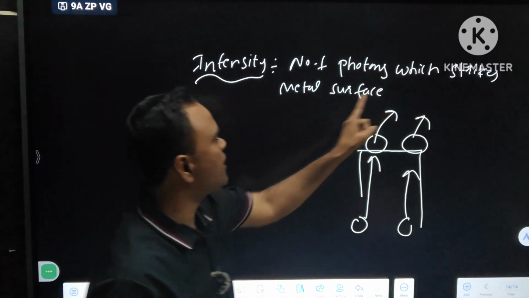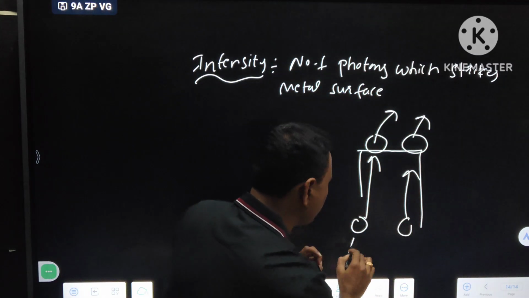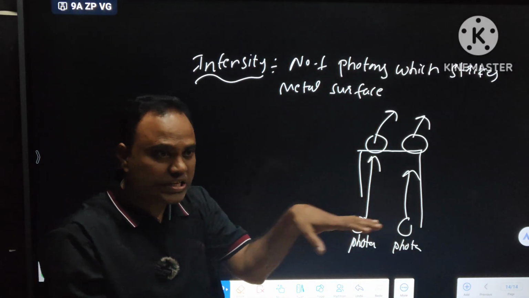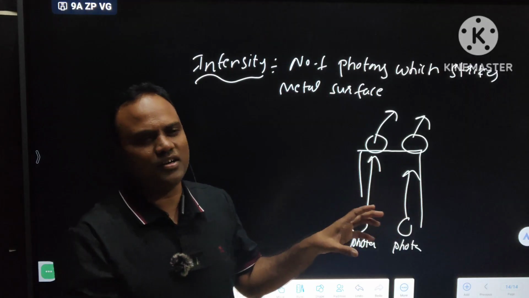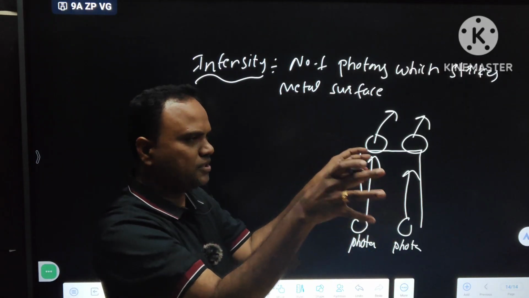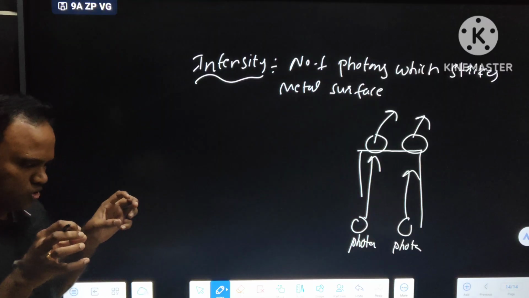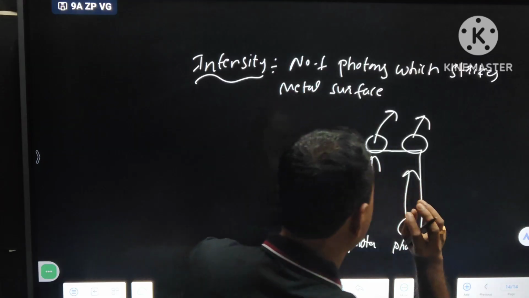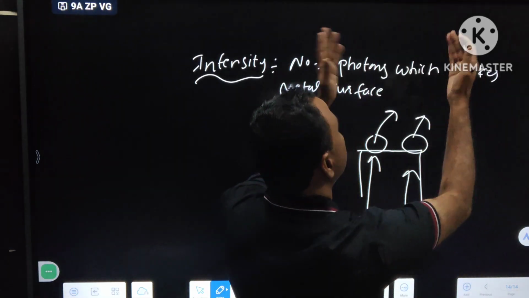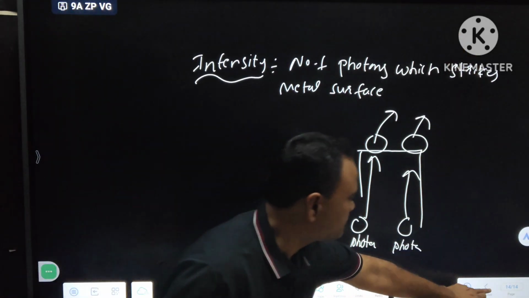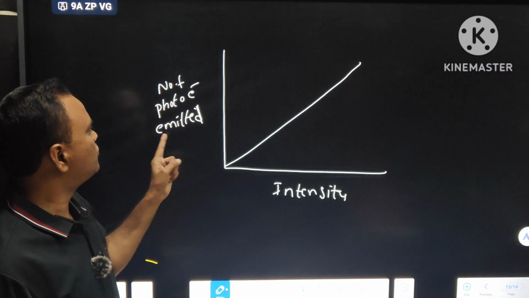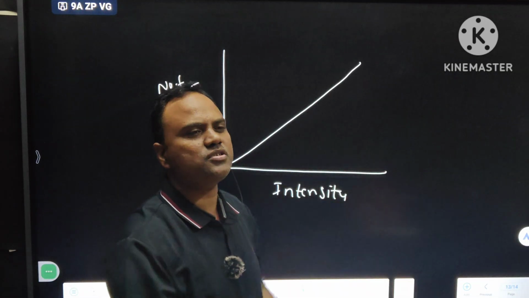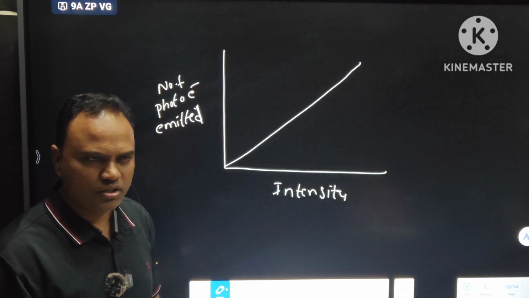Number of photons which strike the metal surface. This is a photon, this is also a photon. Imagine electrons on the bench. Balls on the bench are electrons. You kept two balls, means two electrons. You are holding two other balls, means two photons. You are throwing like this. If you throw two photons or two balls, then two will eject out. Clear? Number of photoelectrons emitted is directly proportional to intensity. Intensity means the number of photons which strike the metal surface. Clear?